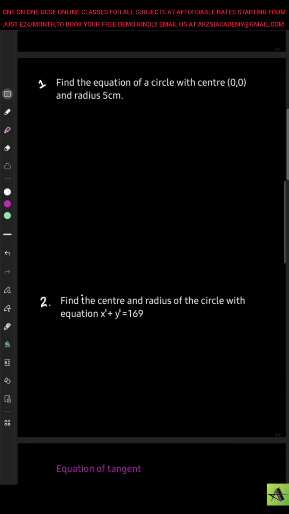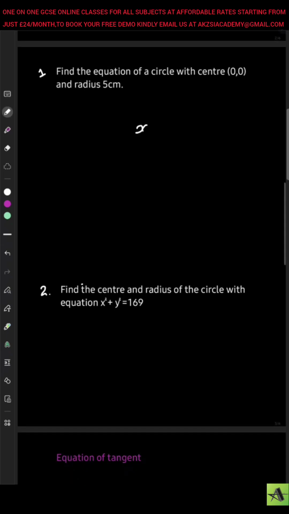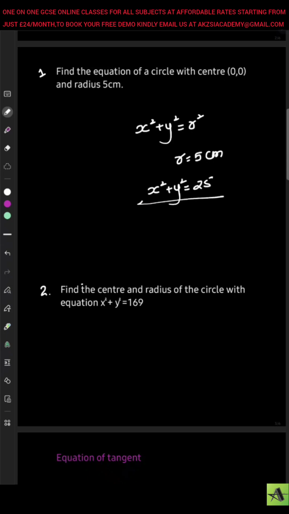Now let me do two questions. They are very simple. Question 1 says, find the equation of a circle with center 0, 0 and radius 5 centimeters. We know that the standard equation is x squared plus y squared equals r squared. And the radius is given as 5. So all I need to do is put r equals 5 centimeters. And my answer will be x squared plus y squared equals 5 squared, which is 25. And that's your answer.